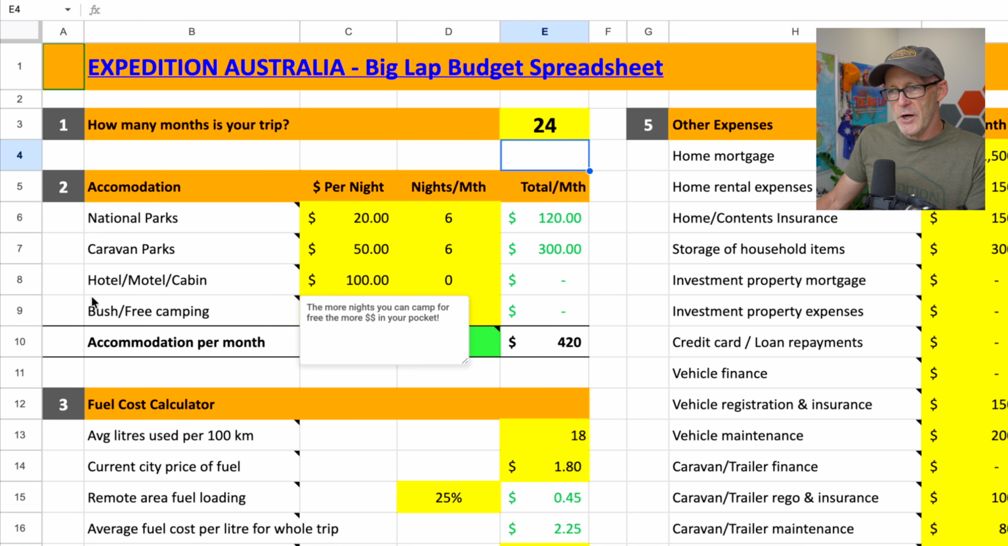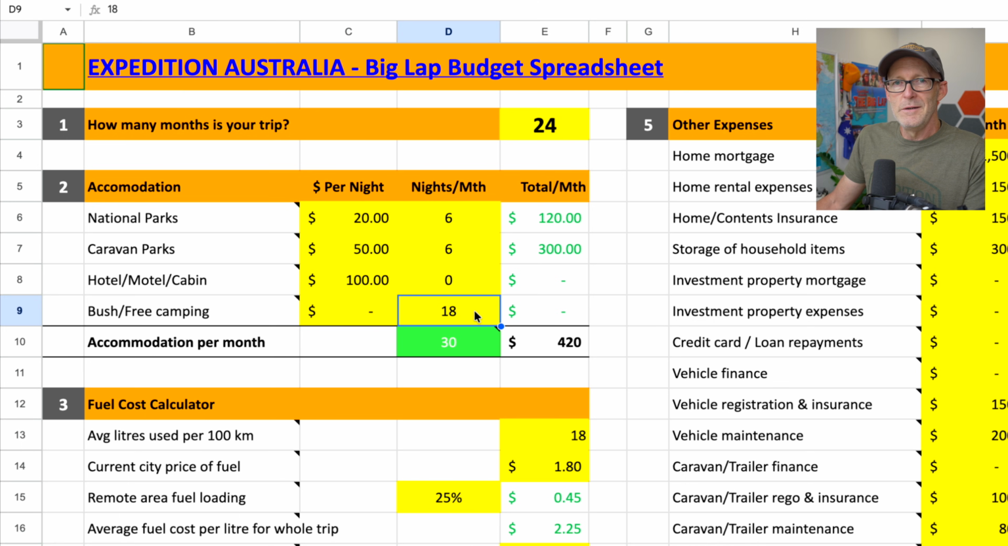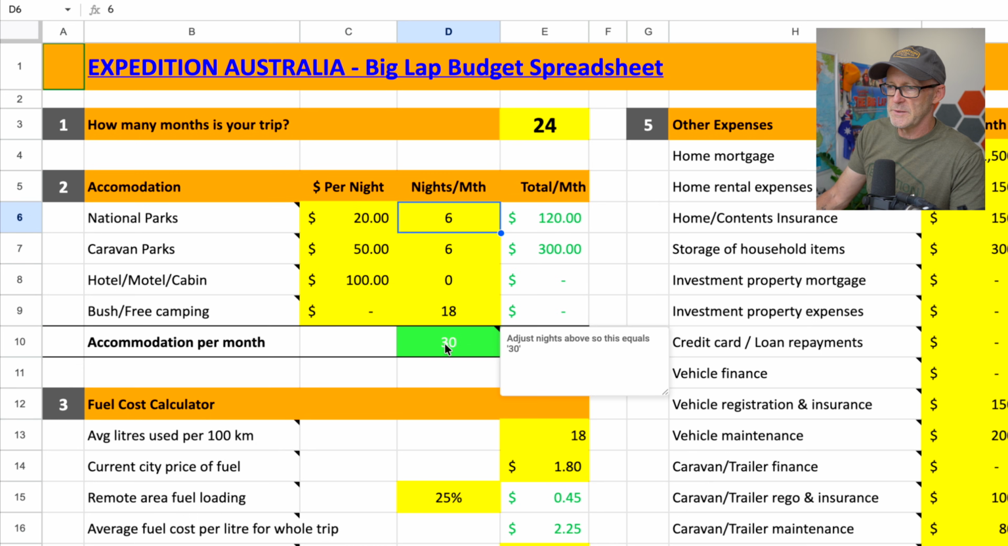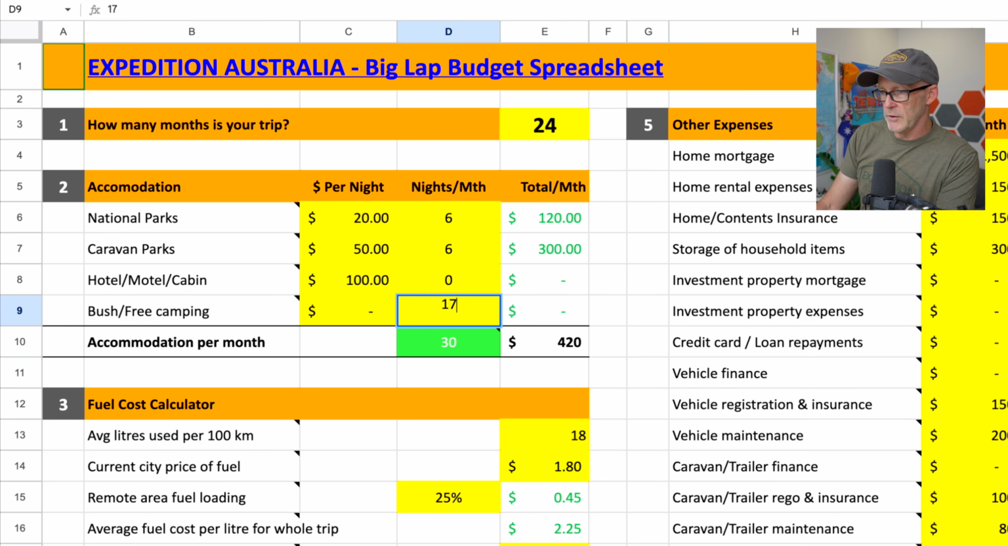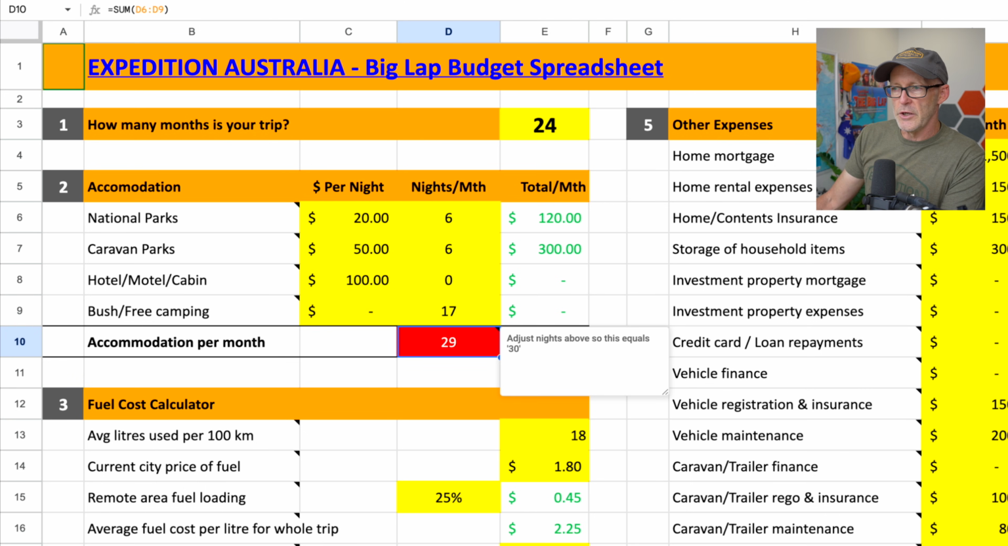And obviously what we're trying to do is make sure that the free camping section has the most nights in it, because that's going to be the secret to doing your Big Lap on a budget. It's going to be to take advantage of all those free and low-cost camps that you possibly can. So you can edit these numbers, and you can also edit the number of nights per month. You just want to make sure that the total adds up to 30, which is the approximate number of nights per month. If it doesn't, it'll turn red and let you know that you need to make it equal to 30.